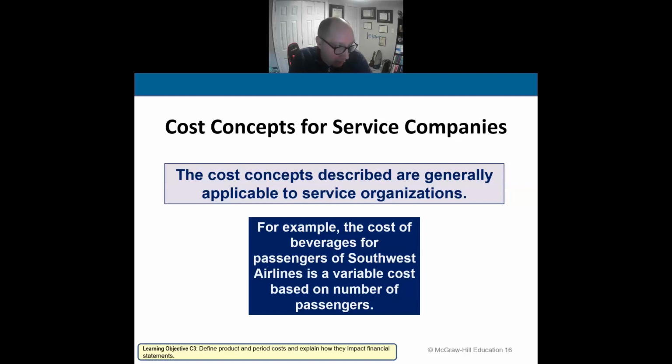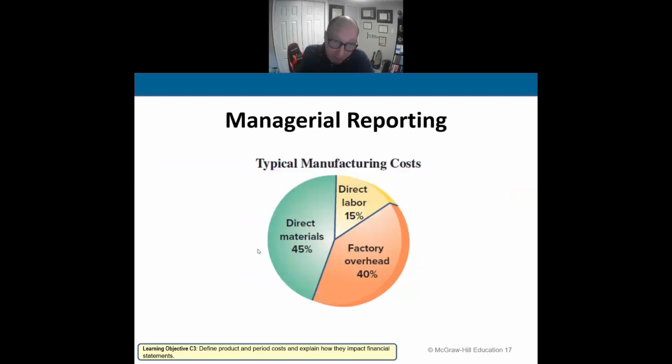A dentist, lawyer, accountant, lawn care. These are all service companies. They provide a service. There's still costs associated with running those businesses. So you can apply the same concepts to service businesses as well. For example, the cost of beverages for passengers on an airline. It's variable because it depends on the number of passengers. This just goes to show you that we can use the same concept and apply it to service businesses as well.